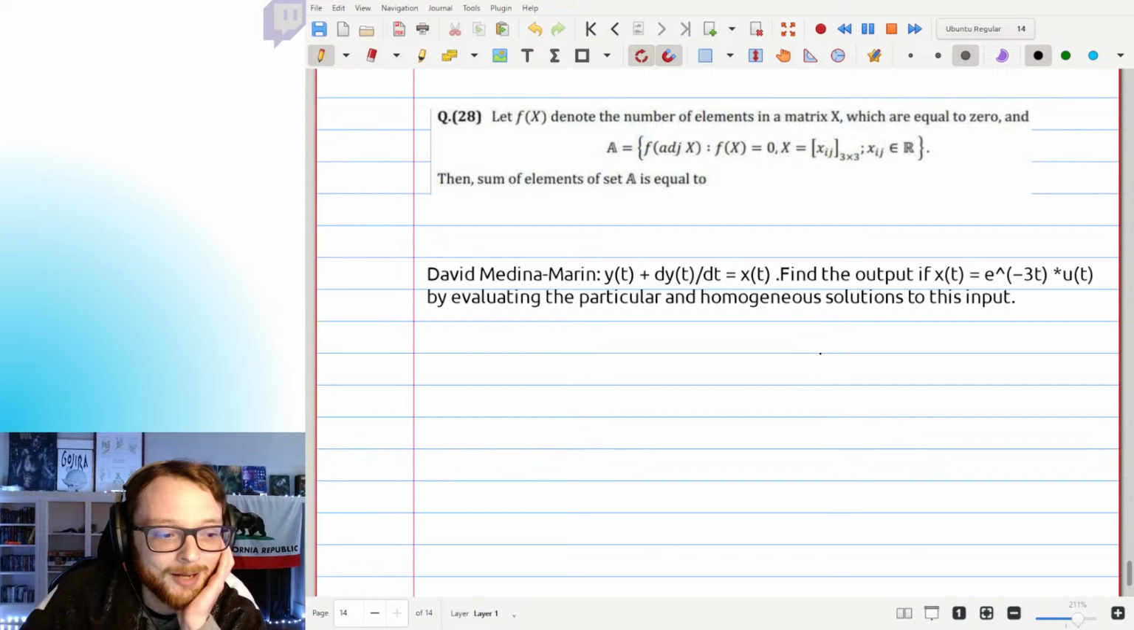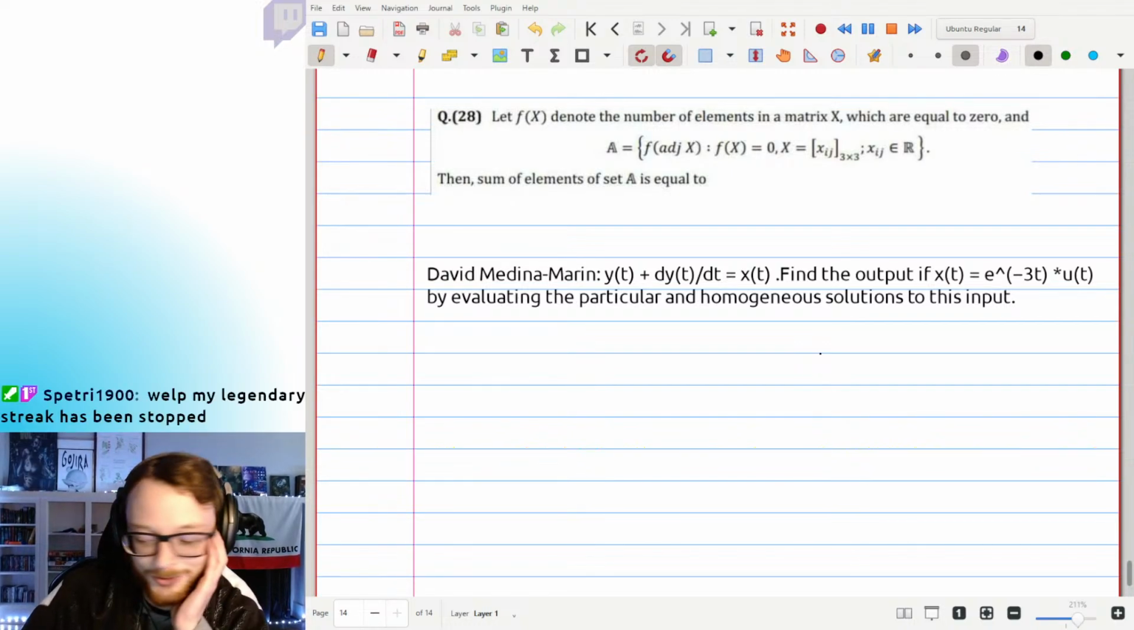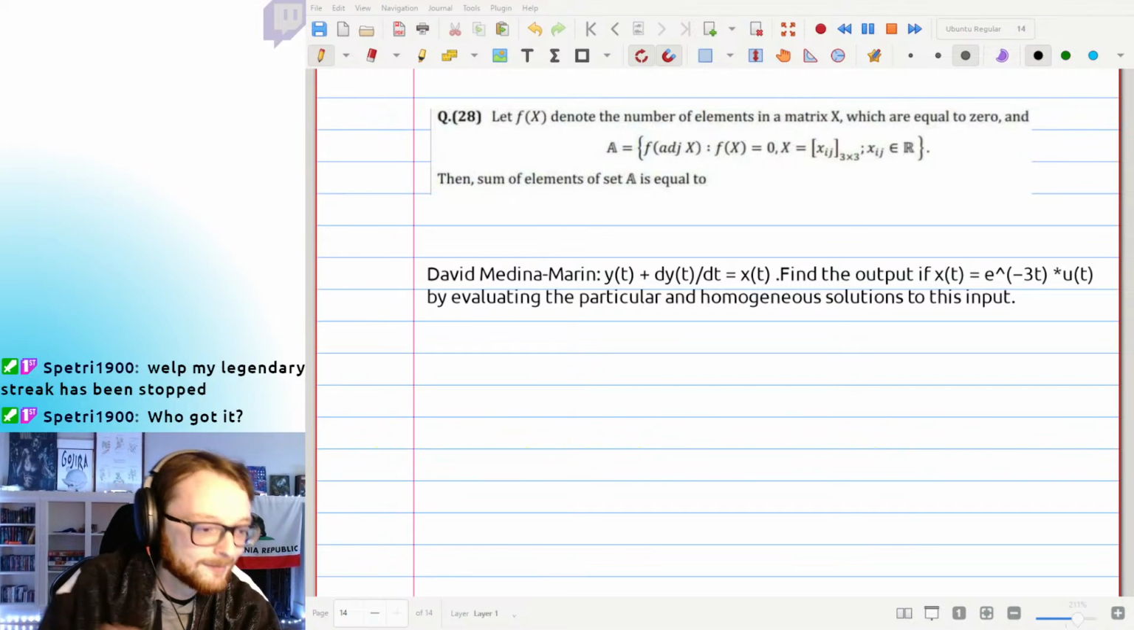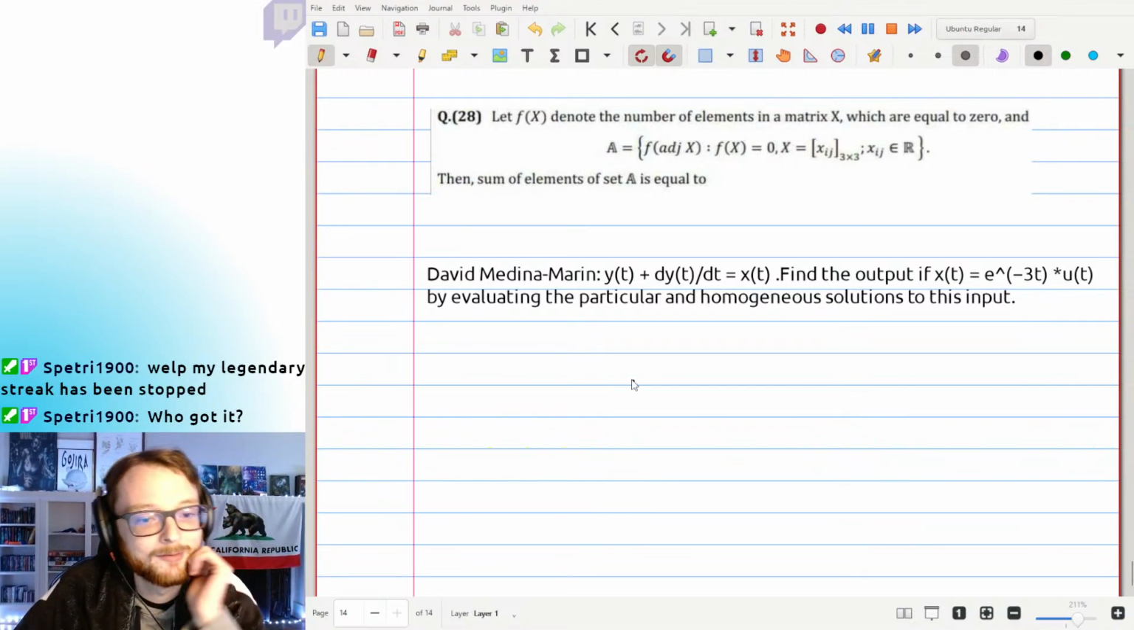Legendary streak has been stopped. Fizzbuzz got it actually. It's the first one of his that I can recall. Oh no, second one.